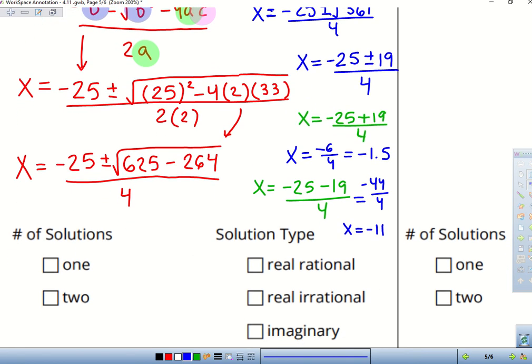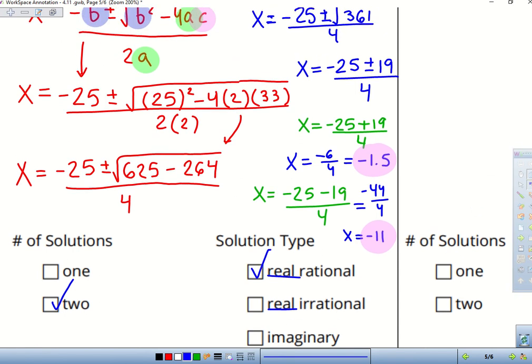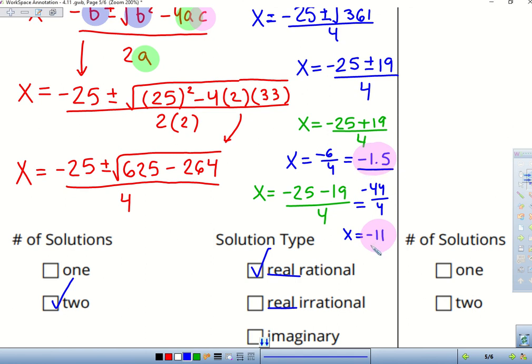You see it? So how many solutions do I have? 2. Good. And are they real? Yes. And they are rational. Real and rational. So you can see that the solutions are real and rational by looking at the solutions, but you can also use the discriminant to determine this. So let me talk a little bit about that.